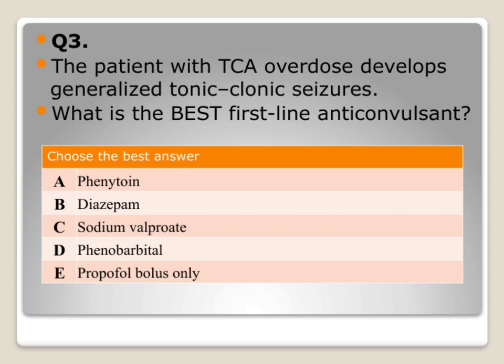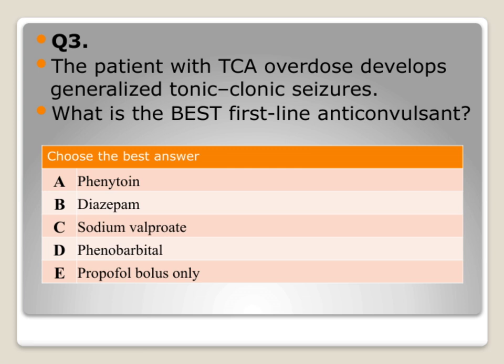All right, let's look at this scenario. We've got a patient who has overdosed on a TCA, and now they're experiencing generalized tonic-clonic seizures. The key question here is, what is the best first-line anticonvulsant to manage this situation? When choosing an anticonvulsant in an emergency like this, we need to consider both the efficacy and safety profile. Among the options listed, phenytoin, diazepam, sodium valproate, phenobarbital, and propofol, each has its own advantages and limitations.